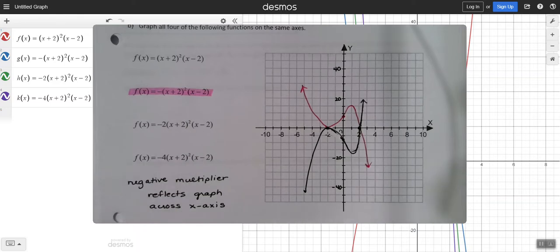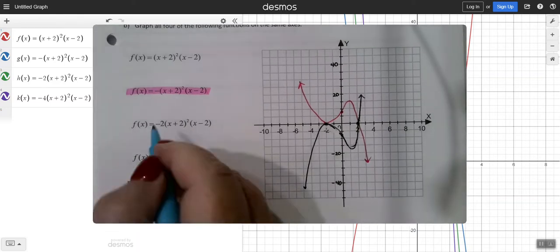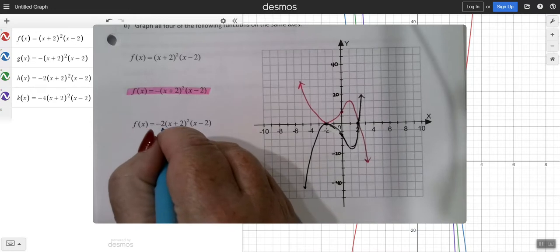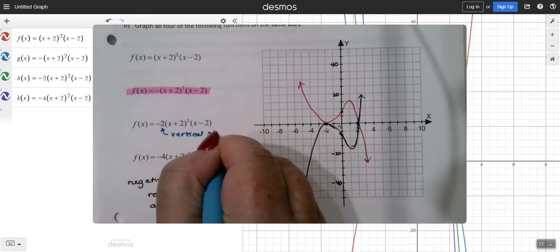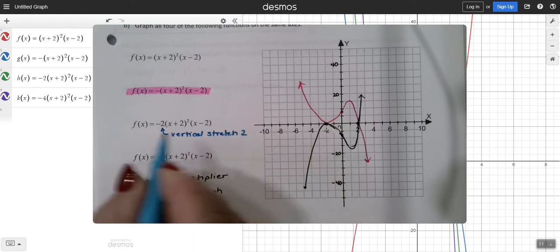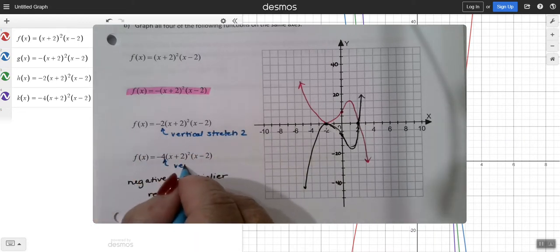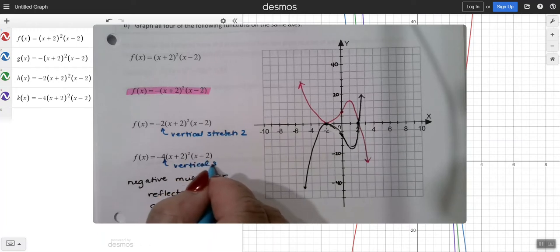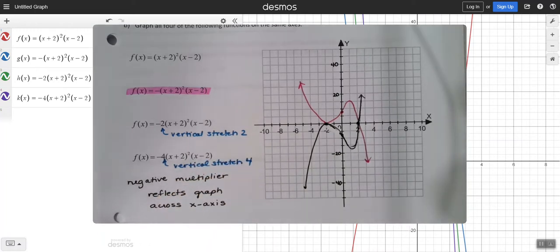I won't go ahead and draw these other ones because we saw them, but here we would just add a vertical stretch of 2, as well as being upside down. And here we would just add a vertical stretch of 4, as well as being upside down.